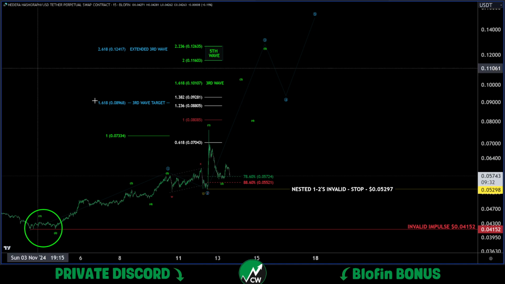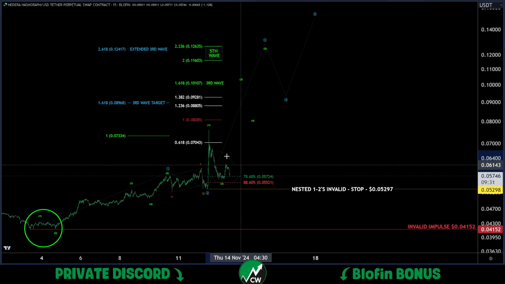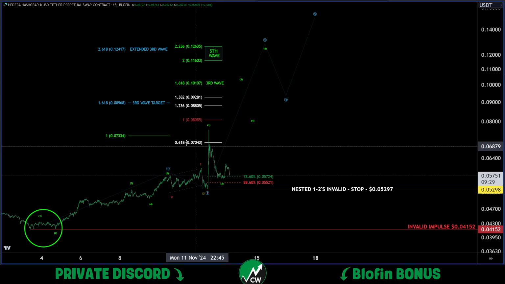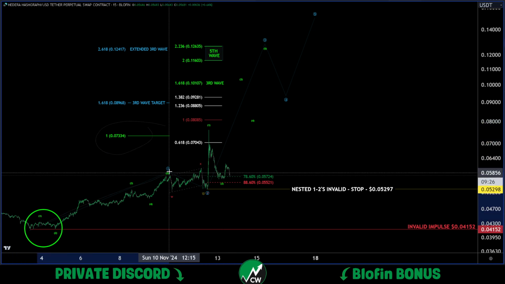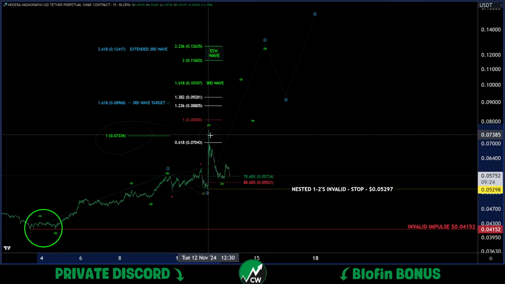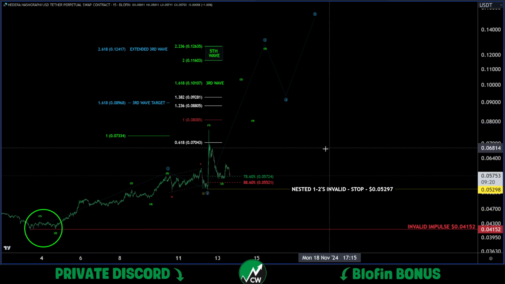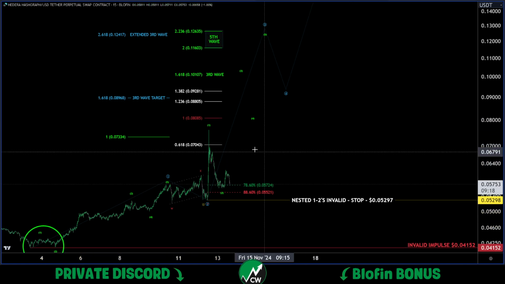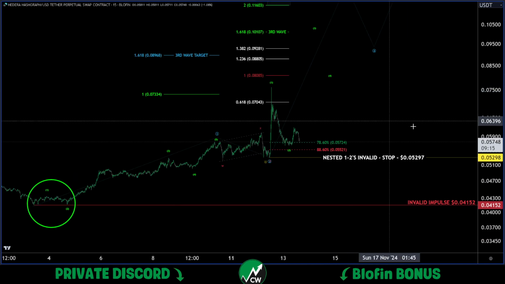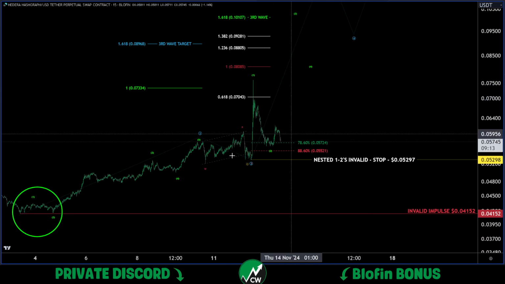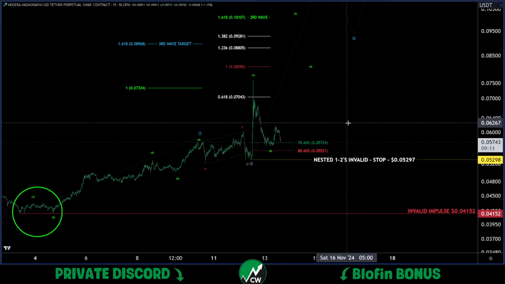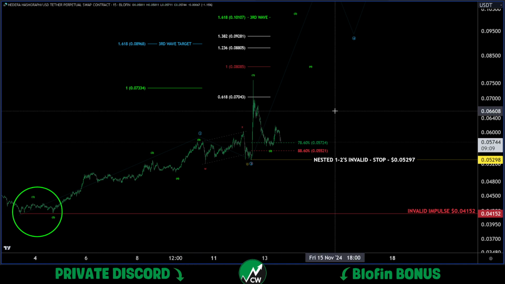Now, I don't like this count for two reasons, right? One, how fast we fell here for a nested 1-2s, and we passed the 1-to-1 extension of wave 1 off of wave 2 for wave 1 of lesser degree. I like that to stop before the 1-to-1. So I did take this trade in case this happens, but I am sort of leaning that this is an ABC or a WXY. Single or double zigzag, you can see the issue over here.